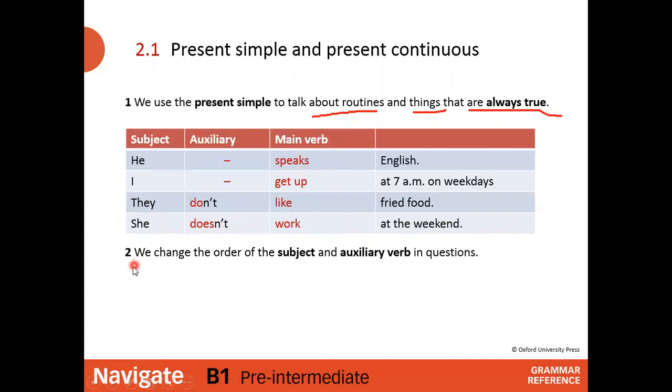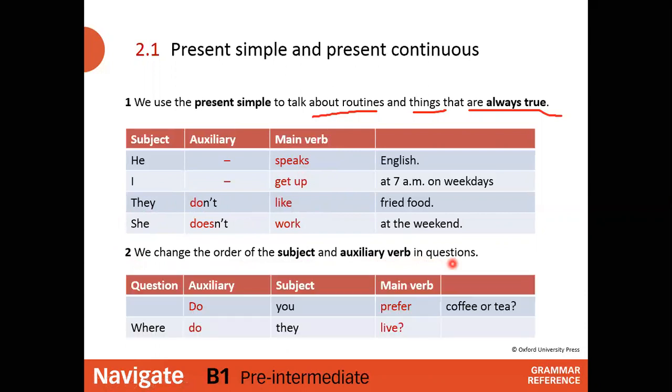Now, next rule, we change the order of the subject and auxiliary verb in questions. So in this order. So there is table, question, auxiliary verb, subject, and main verb, and object, yes? All right. Do you prefer coffee or tea? Here you can see auxiliary verb do, because it's you, and prefer is main verb.